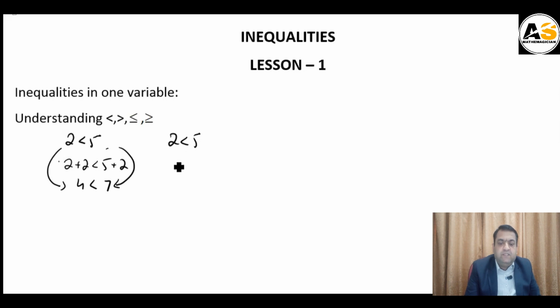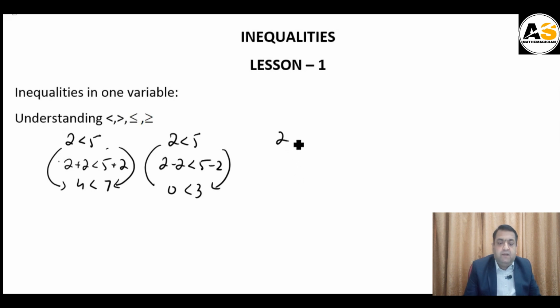Similarly, 2 is less than 5. If I subtract 2, 2 minus 2 is less than 5 minus 2, which implies 0 is less than 3, which is again true. It means we can subtract the same number from both sides of any inequality.